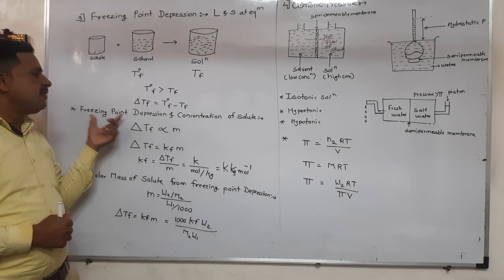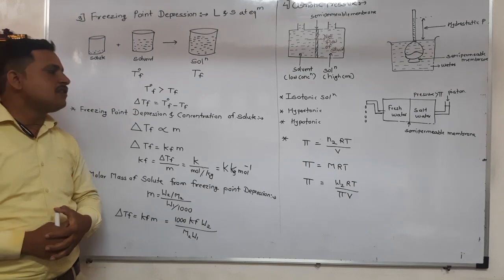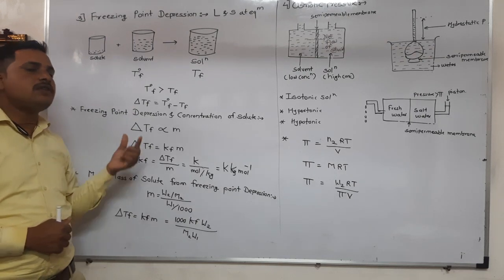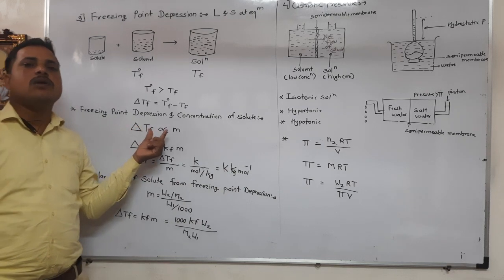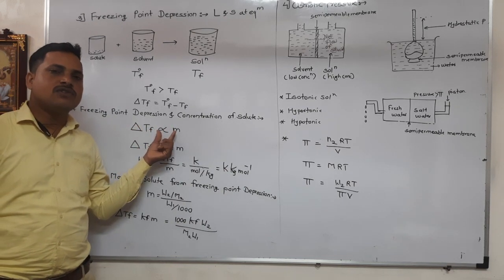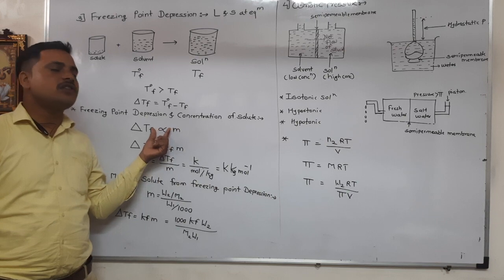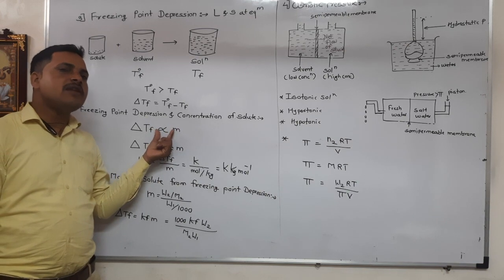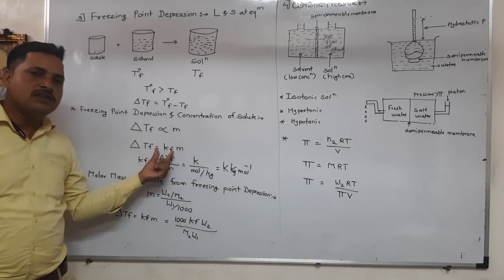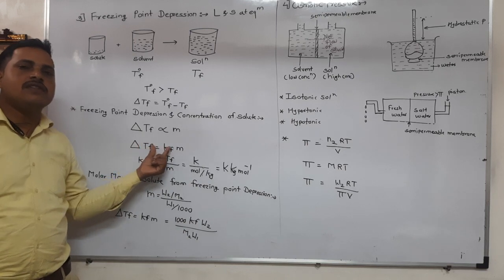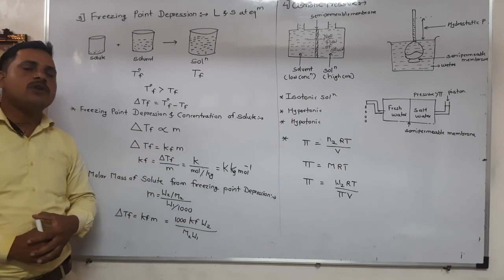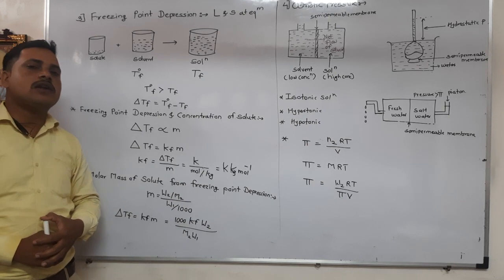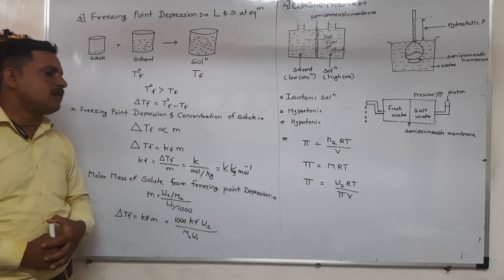Next, freezing point depression and concentration of solute. The depression in freezing point is directly proportional to the molarity of the solution. This direct proportionality can be replaced by adding a constant Kf. Delta Tf is equal to Kf into m, where Kf is called the molal depression constant or cryoscopic constant.